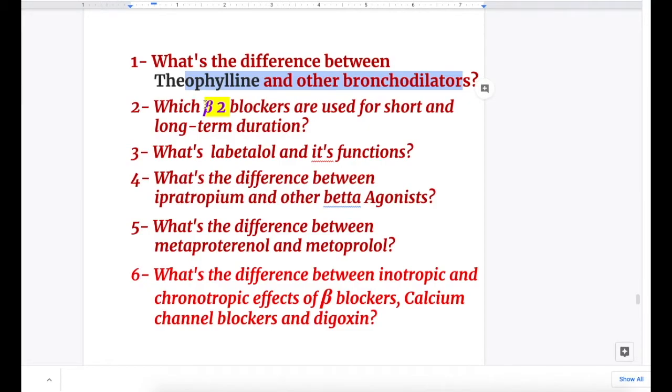Number 2. Which beta-2 blockers are used for short-term and long-term duration? Number 3. What's labetalol and its function? Number 4. What's the difference between ipratropium and other beta agonists? Number 5. What's the difference between metaproterenol and metoprolol? And question number 6. What's the difference between inotropic and chronotropic effects of beta blockers, calcium channel blockers, and digoxin?